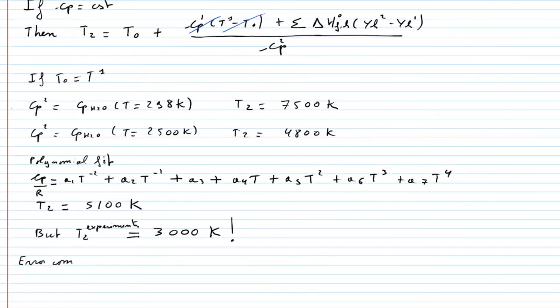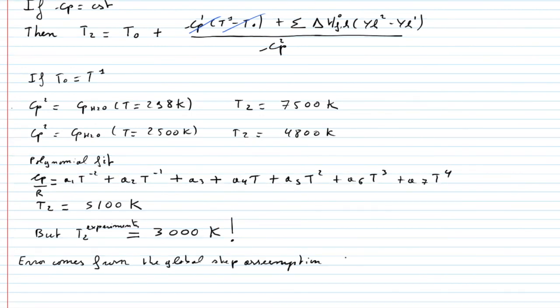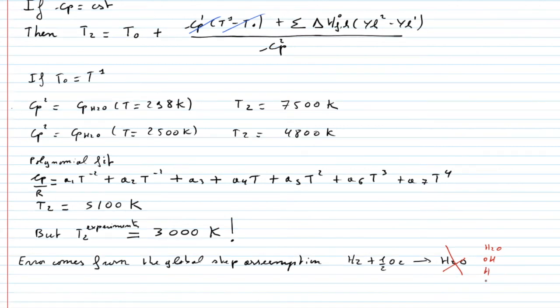The error comes from the first assumption that we made, the global step assumption. Indeed, we assumed that H2 plus half of O2 gives only H2O. This assumption is wrong, at least at high temperature where H2O cannot survive. At more than 3000 K, H2O dissociates into many species: OH, H, O, HO2, and so on. Such change of gas composition has definitely a strong impact on the computation of the burnt gas temperature.